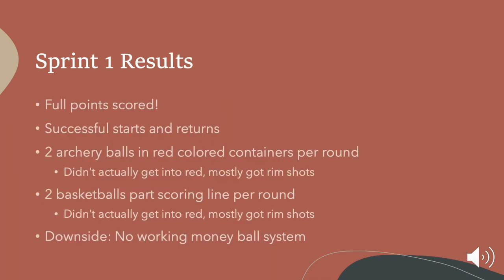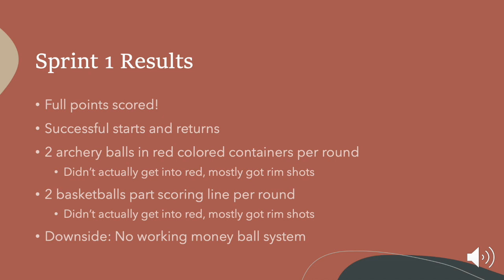Luckily, we were able to score full points for Sprint 1. We were able to successfully start and return. One of the requirements was to get 2 archery balls in red colored containers, and although we didn't actually get them into red, we mostly got rim shots. It still counted. And for the 2 basketballs, we had to get past the scoring line, which we did do, and once again, were mostly rim shots. Downside was that there was no working money ball system for this, and we wanted to increase our accuracy for both basketball and archery.